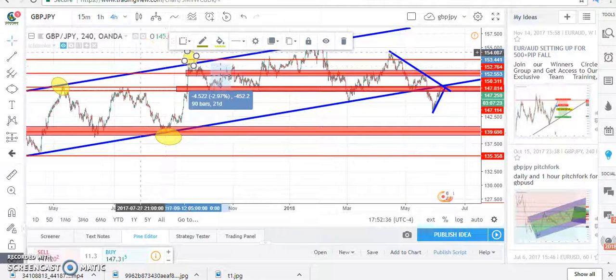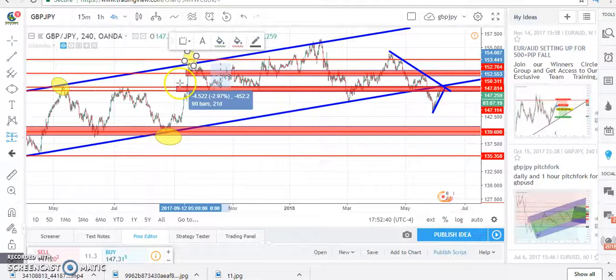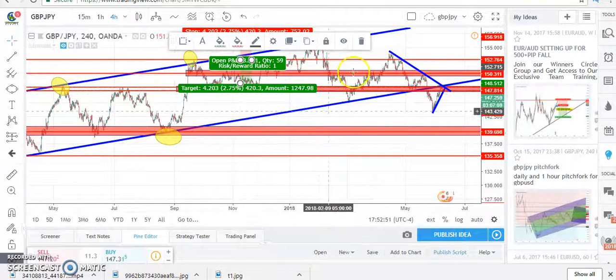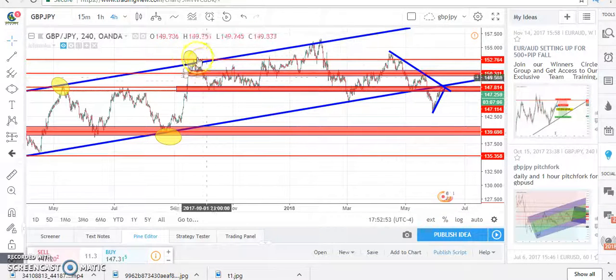90 bars, 21 days. Hold on. Let's go to the short position. I don't want to give you the wrong info. Let's see. Yeah, a lot of pips. 450 pips or 420 pips. So you would have caught a lot off of this energy point right here.